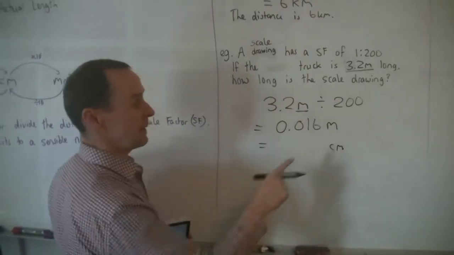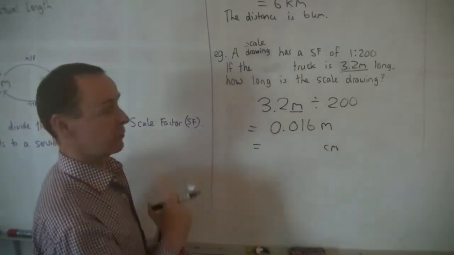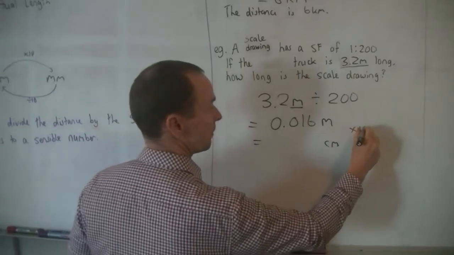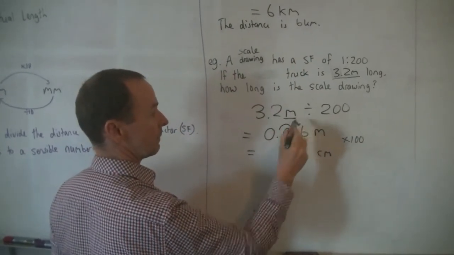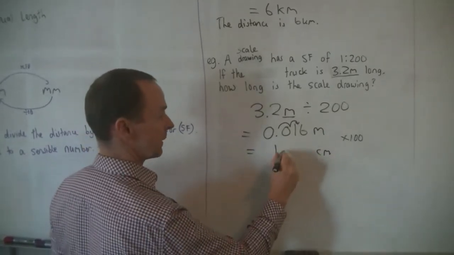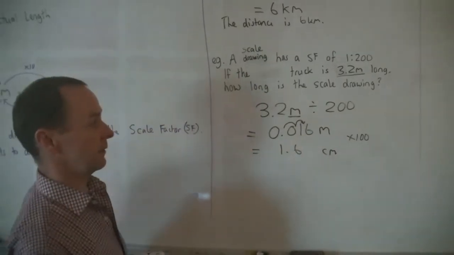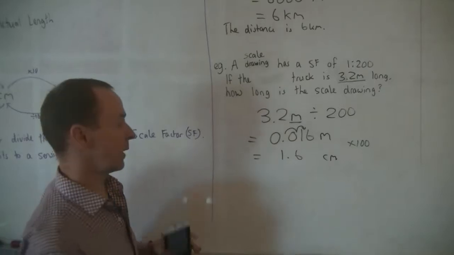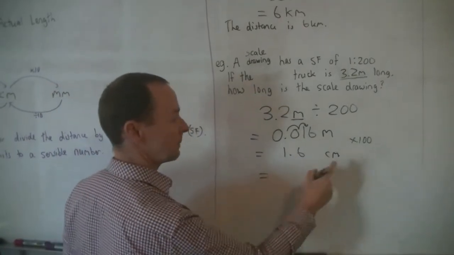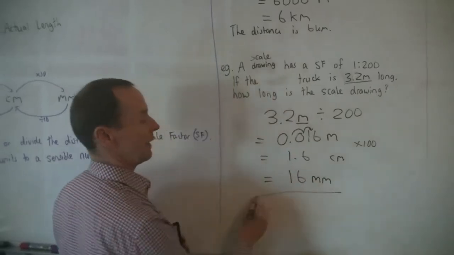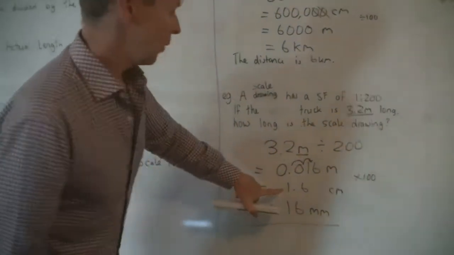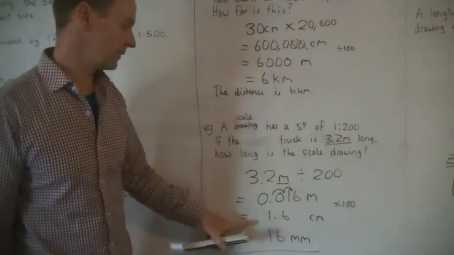So how do I change metres to centimetres? If I look on my little scale over there, I times it by 100. So times it by 100, I move the decimal point 2 spots over, and I get 1.6 centimetres. And since it's a drawing, I'm going to times that by 10, change it to millimetres, and get 16 millimetres. And there's our answer. That's a sensible unit. 1.6 centimetres is also pretty sensible.